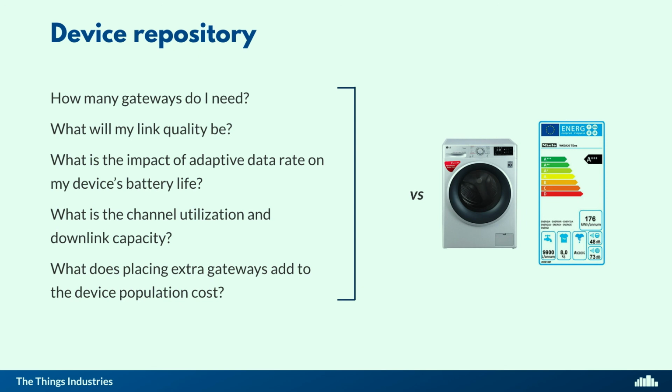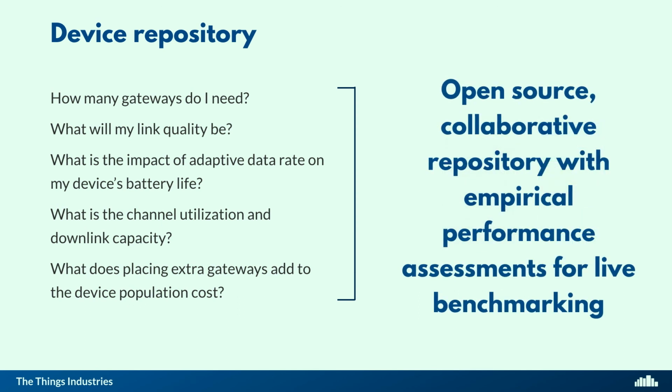But if you buy a washing machine, for example, it's really easy. You just look at the energy label and you know how much energy this washing machine is going to cost. So this is something that we should do in LoRaWAN as well, and we should make it this easy. And so what we're going to do with the device repository is to have an open source collaborative repository. So it's open source on GitHub, where device makers and testers and test houses can provide empirical assessments of how devices perform in the field under different conditions.